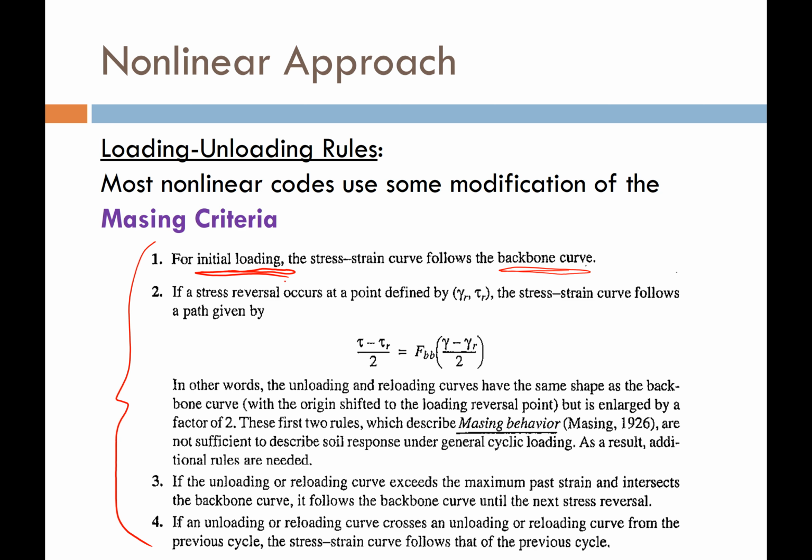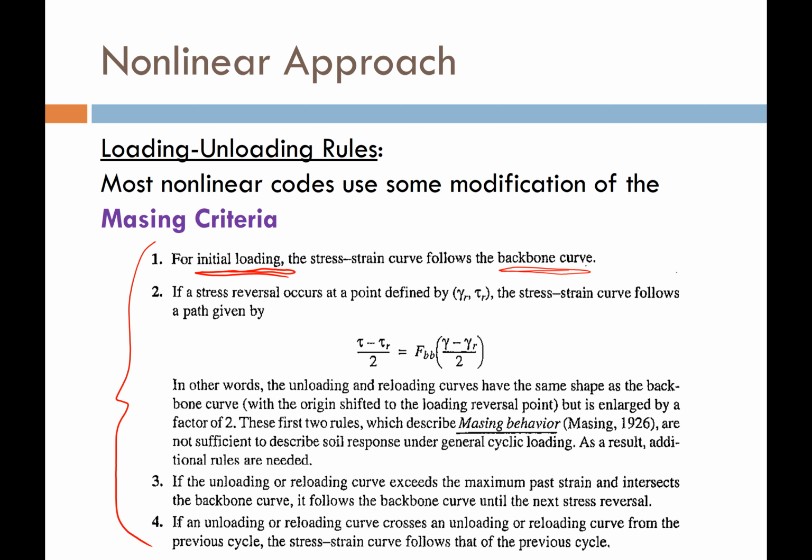Now, if a stress reversal occurs, meaning I just change the direction of my shear stress, then the stress strain curve is going to follow a path given by this function right here. So in other words, the unloading and the reloading curves are going to have the same shape as the backbone curve, but it's going to be enlarged by a factor of 2. So it's going to come down with the same shape, but just a different slope, basically, a slope that's defined by a factor of 2.